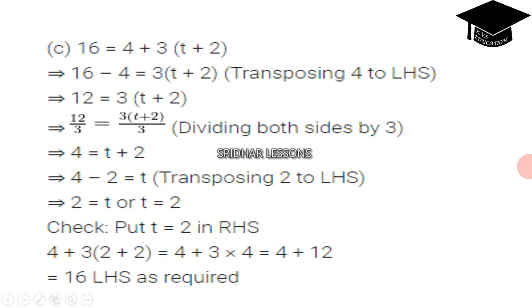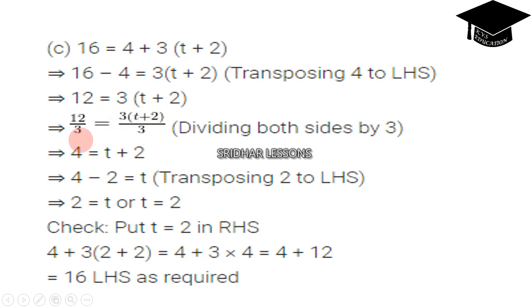Next, question number C. 16 is equals to 4 plus 3 into t plus 2. Upon transposing 4 from here to left hand side, 16 minus 4 is equals to 3 into t plus 2. So 12 is equals to 3 into t plus 2. Since we have multiplication here, if you divide both sides by 3, 12 by 3 is equals to 3 into t plus 2 by 3.